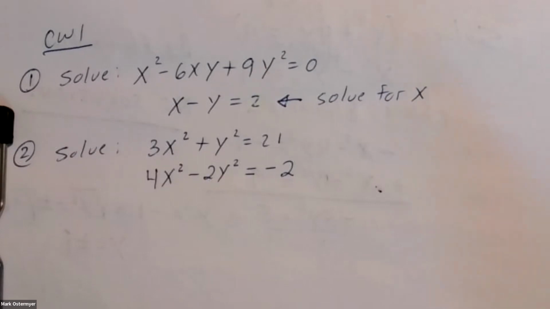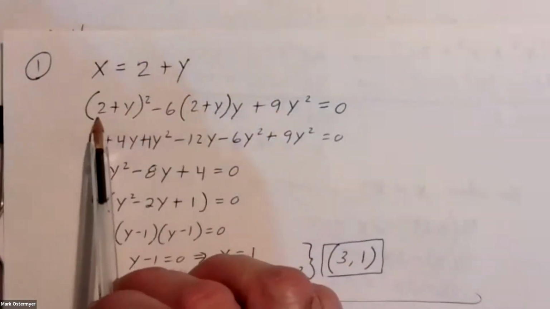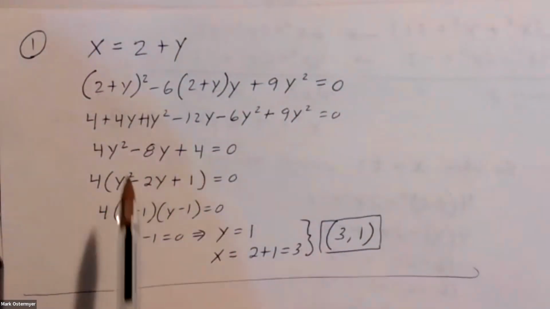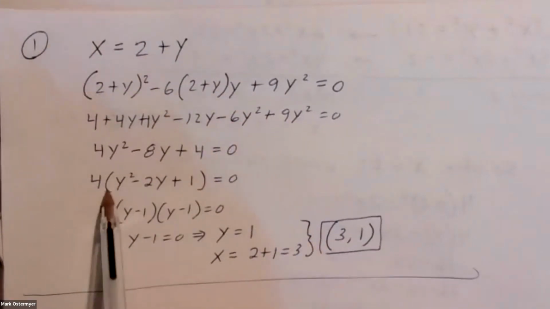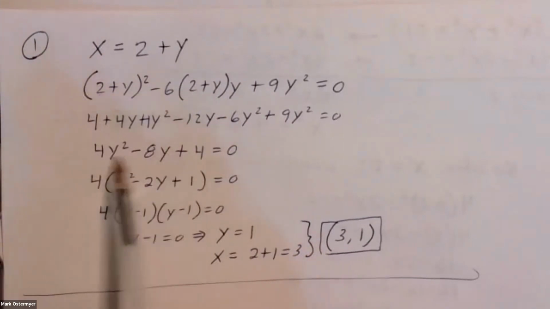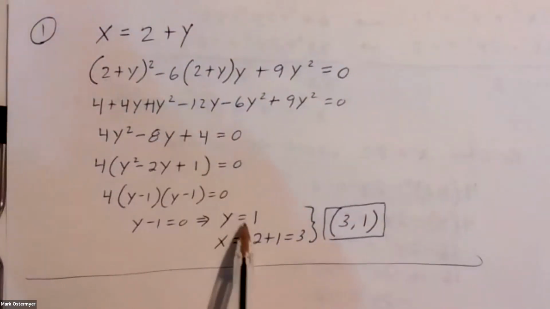All right, let's take a look at number one. I solved the second equation for x by adding y to both sides, so x is equal to 2 plus y. Then I substituted that into the first equation, 2 plus y for x everywhere, and solved this equation for y. Again, I combined all my like terms. Then I factored a 4 out of each of these three terms and factored the trinomial down. By the way, this happens to be a perfect square trinomial. Set y minus 1 equal to 0, solve for y, and you get 1.